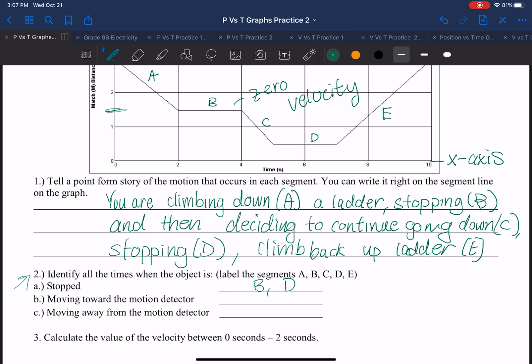Moving toward the motion detector, we see that A is moving towards the x-axis. C is moving towards the x-axis, so it's A and C. Moving away from the motion detector, moving away from the x-axis is E. Therefore, it should have a positive velocity, whereas the slopes moving towards the x-axis will have a negative velocity.